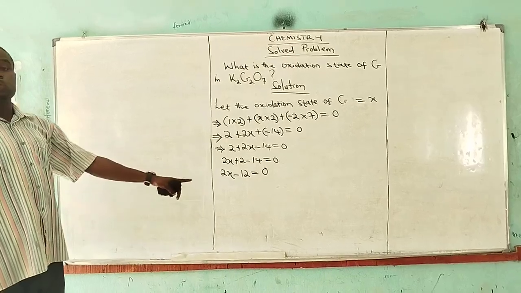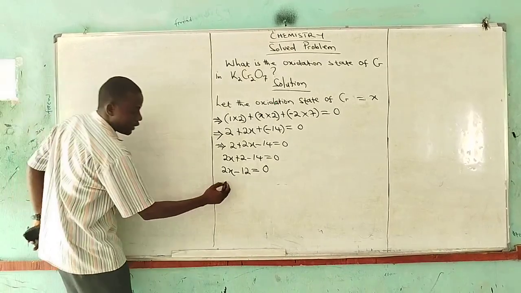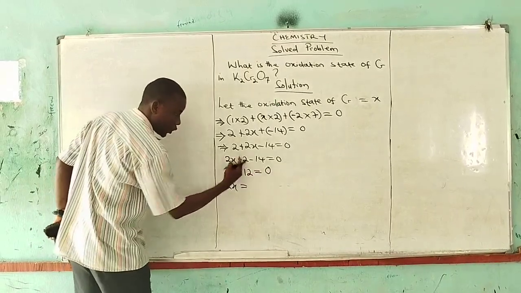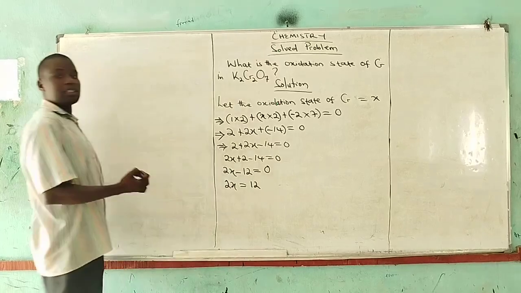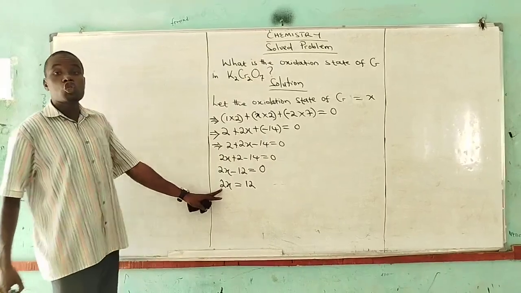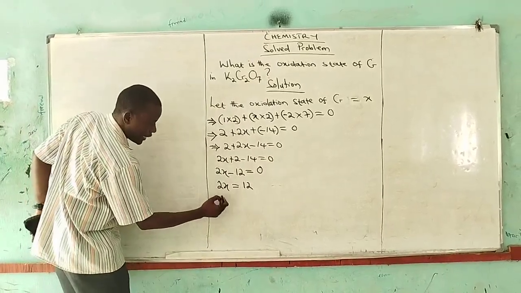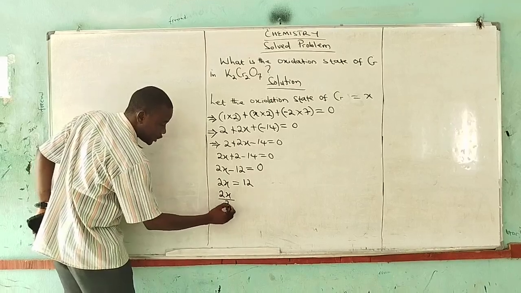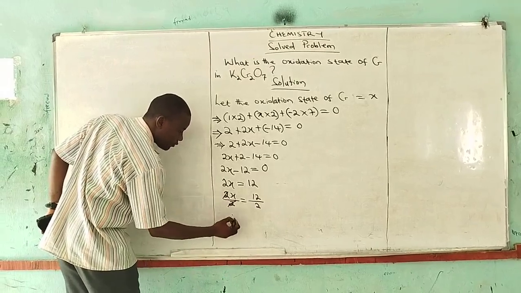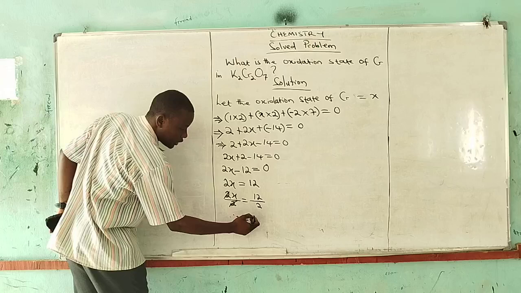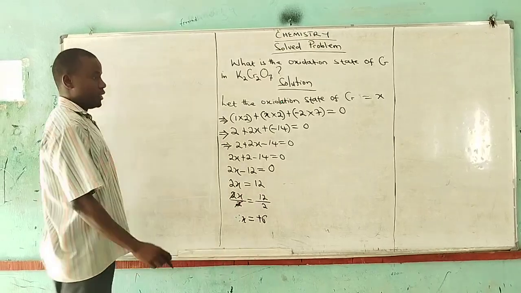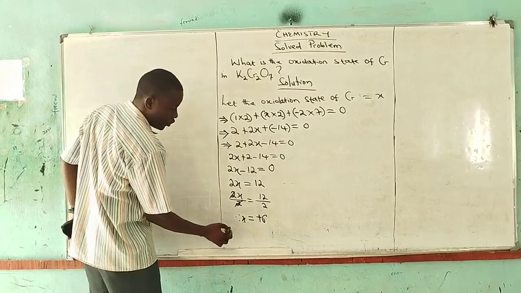So what are you going to do? We collect the like terms. So 2x is equal to 0 plus 12, which is 12. I'm looking for x, so I have to divide both sides by 2. So 2x divided by 2 is equal to 12 divided by 2. Therefore x is equal to 6, and it is positive.